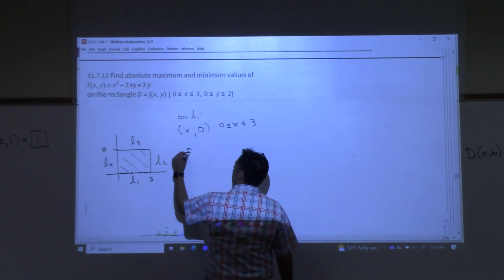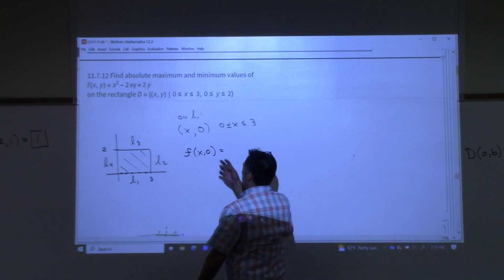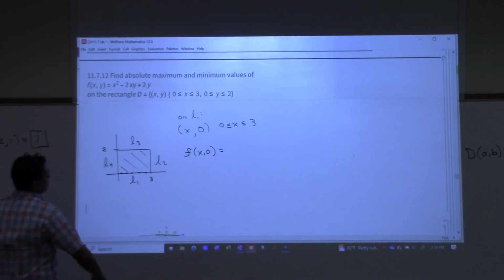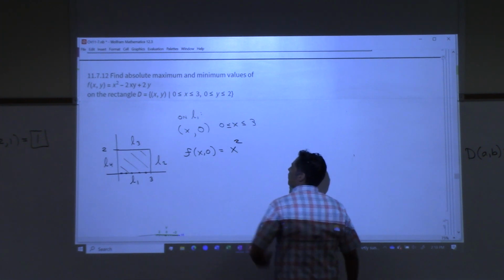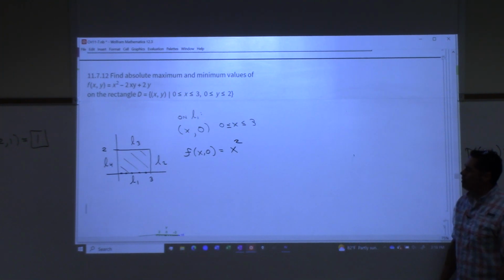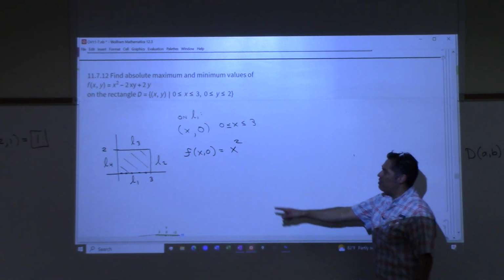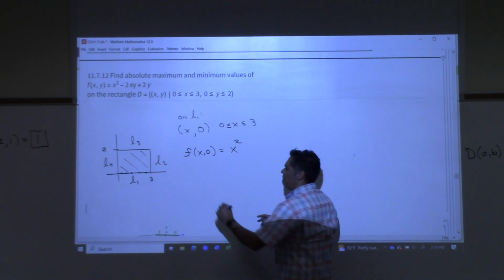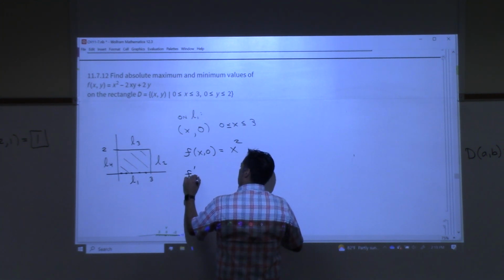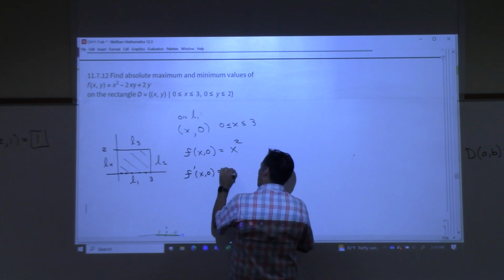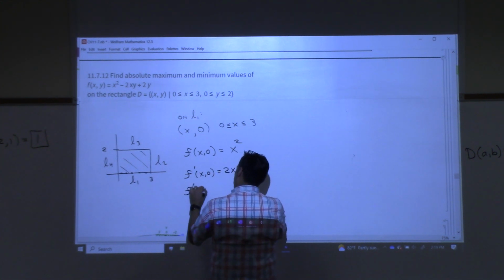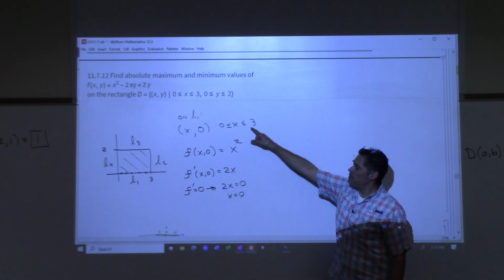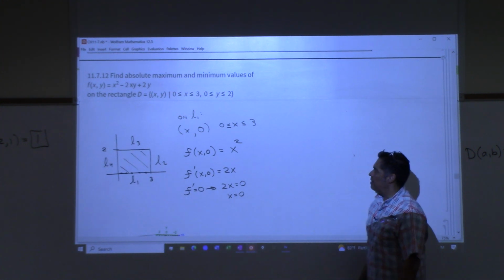Now take that, plug that into the original function. So if you plug in x, 0 into this original function, it's just x squared, isn't it? And now you're back to Cal 1. You have a function of a single variable defined on a closed interval. So we find the critical numbers of this, right? So we take the derivative of that, and you get 2x. Now we set that equal to 0, and you get 2x equals 0. So the solution to that is 0. Is 0 in here? Yes. Okay, so I keep going.